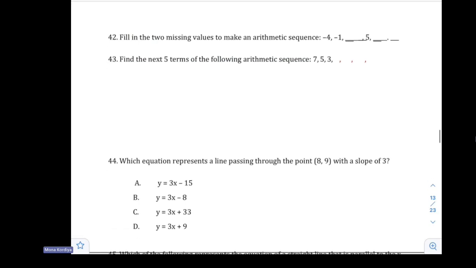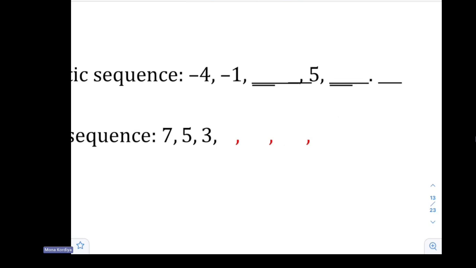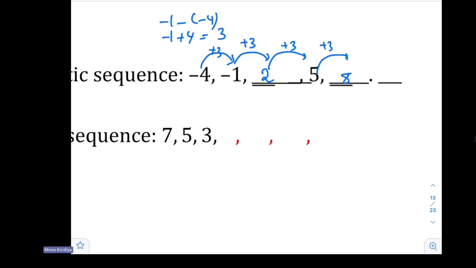Fill in the two missing values to make an arithmetic sequence. To be able to fill the missing ones, we should find the difference, the D. As you see here, from negative 4 to minus 1, what was the difference? Minus 1 minus minus 4 is minus 1 plus 4, which is 3. Adding 3 will lead to the next term. So you will add 3 here, it becomes 2. And when you add another 3, it becomes 5 as it's mentioned. So add another 3 to have the 8, add another 3 to have the 11.